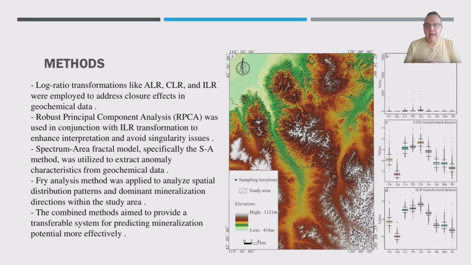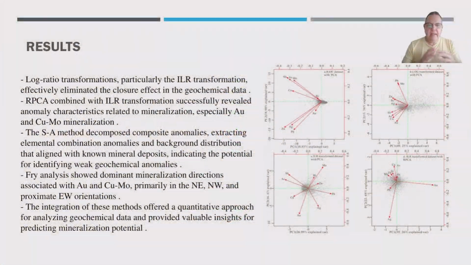And as I say, the Frye analysis method and the spectrum area fractal model, which are more specific to this paper, you can use Perplexity to get an explanation about how they work and use it in your own data. One thing that I always find lacking in academic papers, and it's not the fault of the authors, is the restrictions imposed by the academic world.